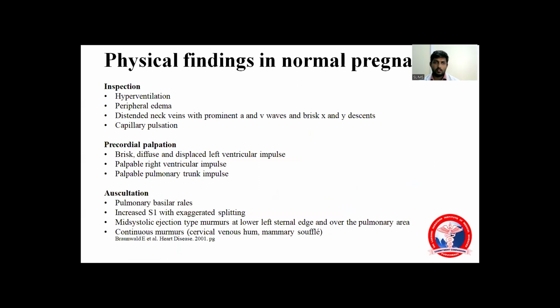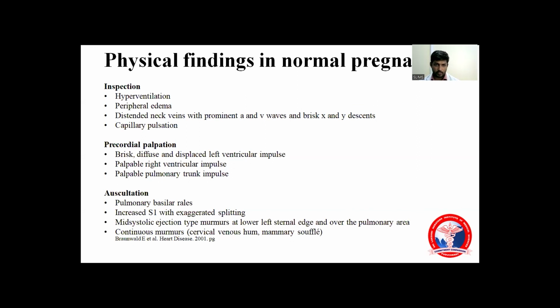What are the physical findings that are normal in pregnancy, by which you can differentiate between patients with heart disease and normal physiological changes? Whenever we examine a heart disease patient, we have to do inspection, palpation, and auscultation. So in inspection, what do we find? These are the normal physiological findings in pregnancy: there may be hyperventilation, peripheral edema, distended neck veins with prominent A and V waves, brisk X and Y descents, and capillary pulsations.